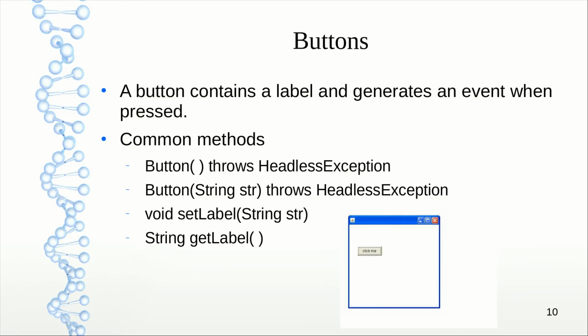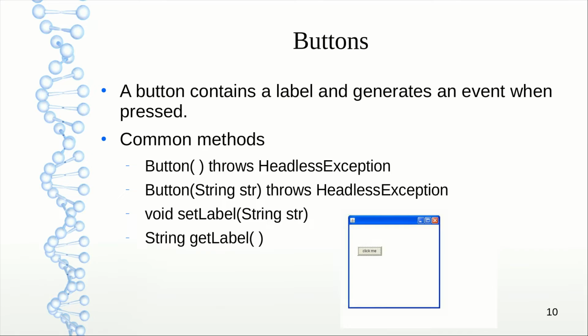Our next AWT control is the button, and this is one of the most useful and most used AWT controls. A button contains a label, and it generates an event when pressed.